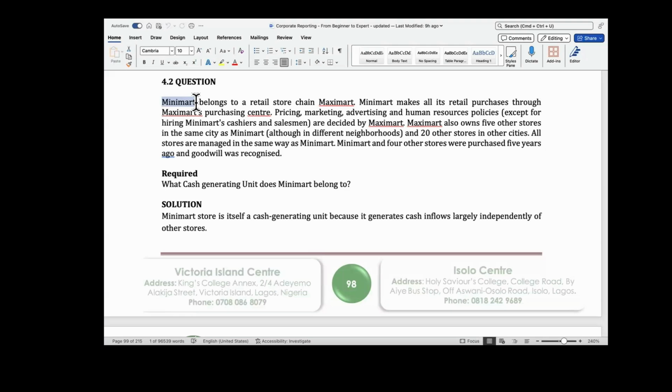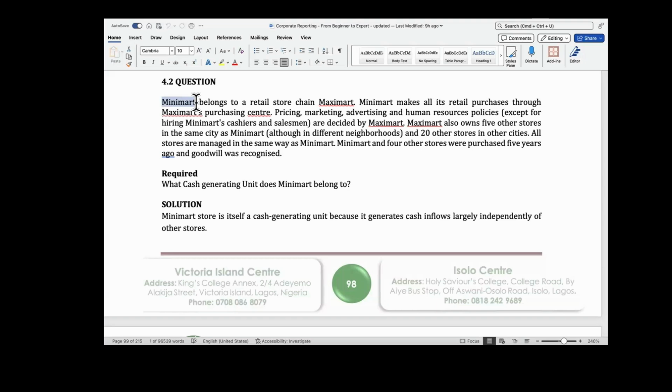Minimart being a retail store, or a branch of a retail store, of course they will know how much it makes every year, every day, every month. So whatever policy management is making on its behalf is not relevant here. What is relevant for us is, can we attribute a certain amount of money being made to Minimart? Can we say Minimart has made so much this month? Can we say Minimart has made so much this year? If the answers to that are yes, then Minimart is a CGU. And that's the solution to this question.